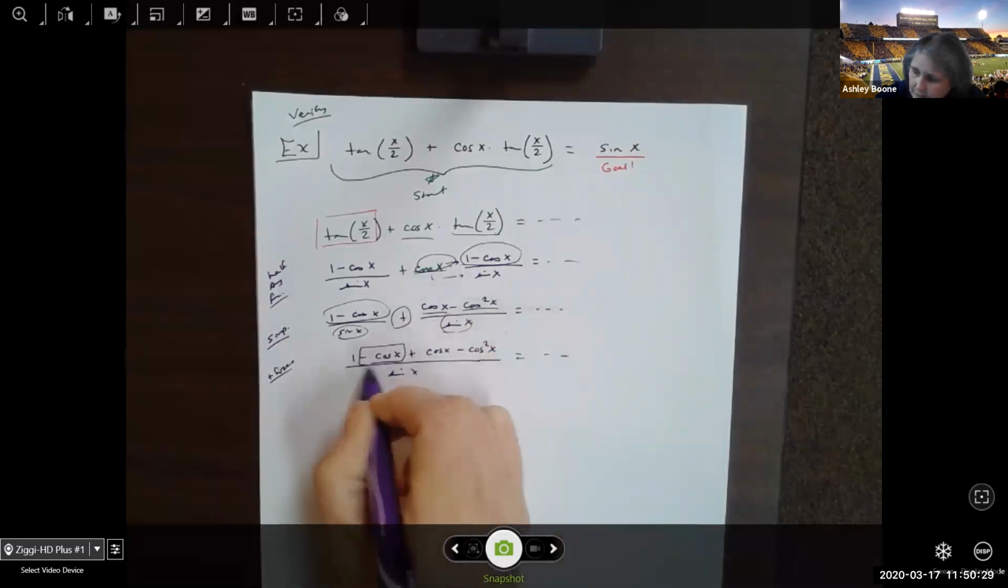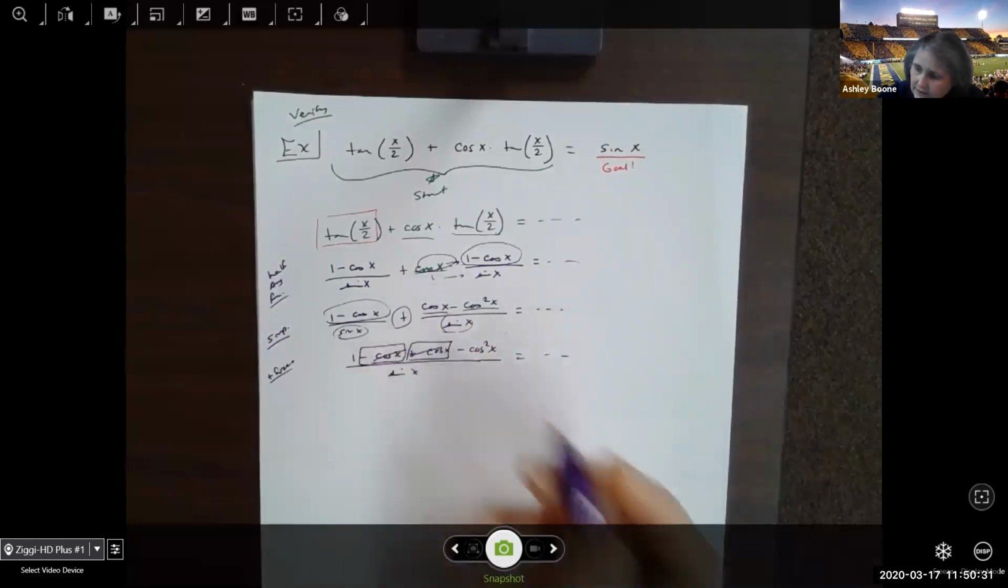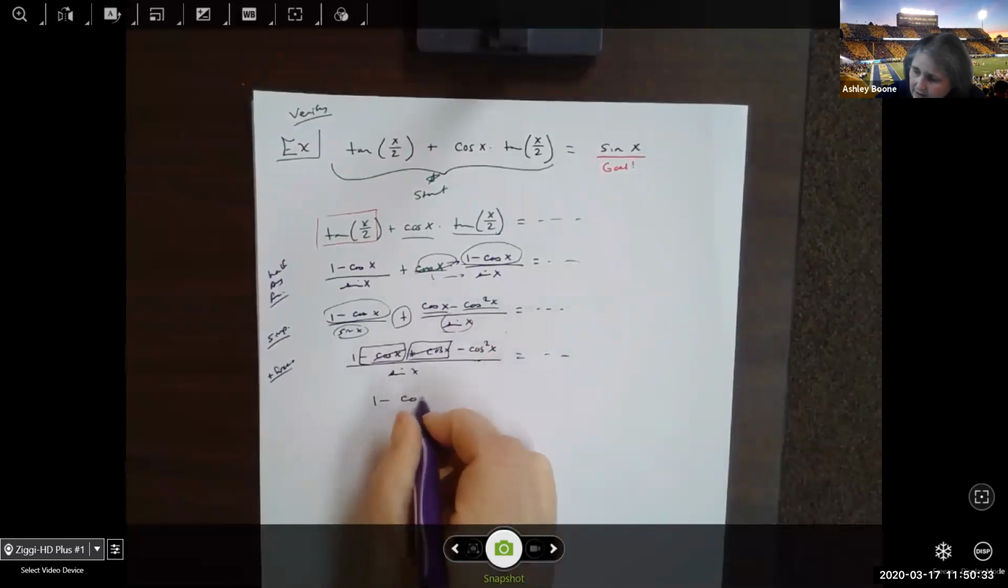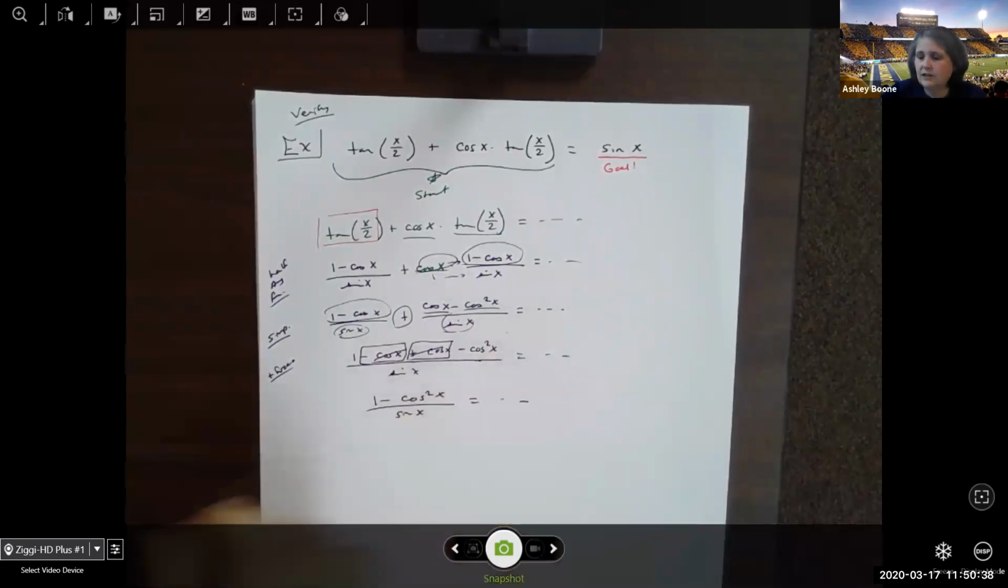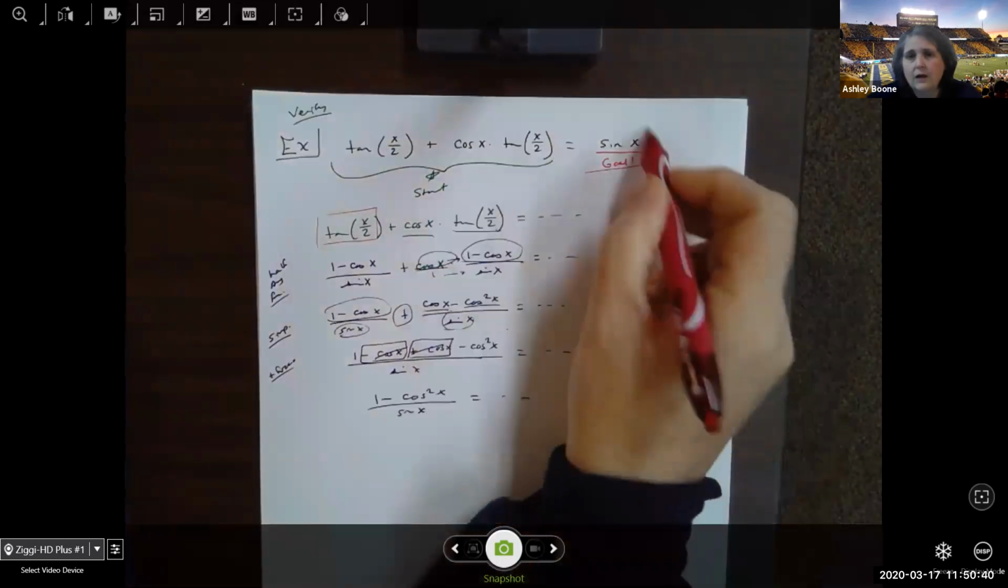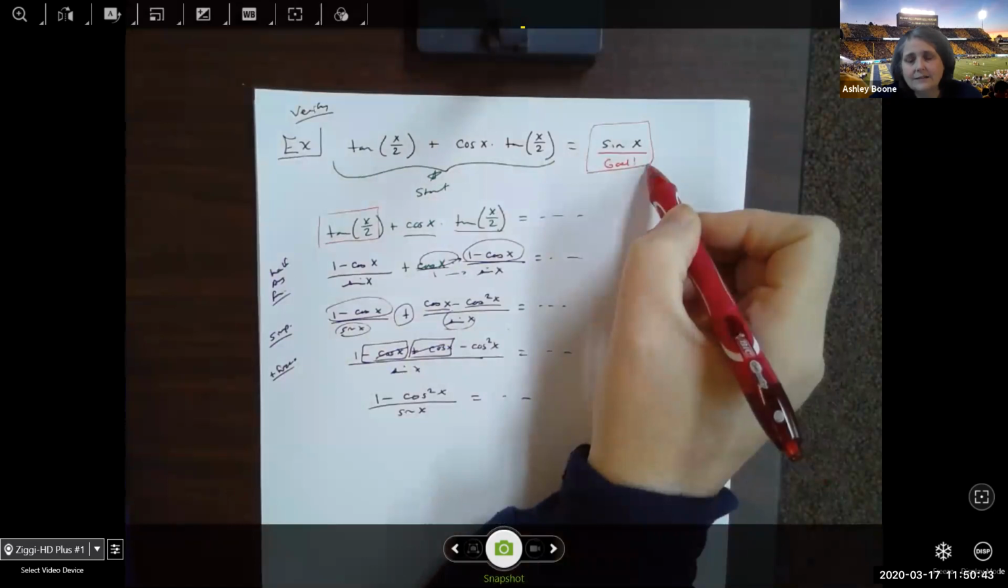Negative cosine of x plus cosine of x cancel out. And that's 1 minus cosine squared of x over sine of x. Now remember, always look towards your goal. We're trying to get to sine of x.